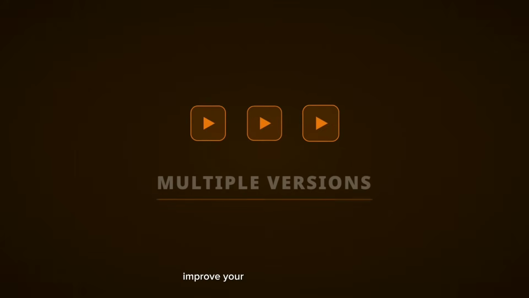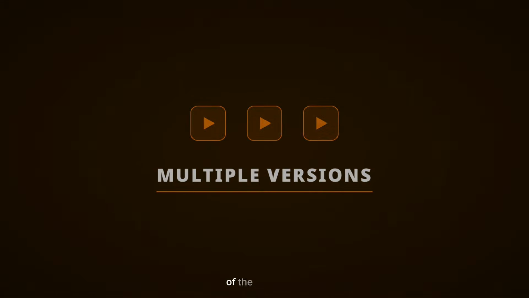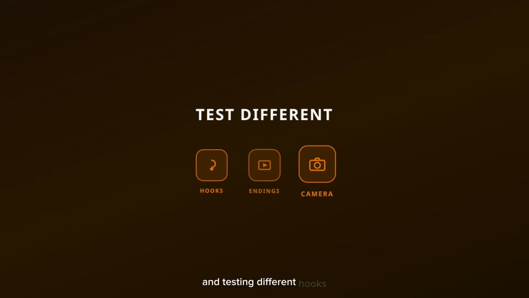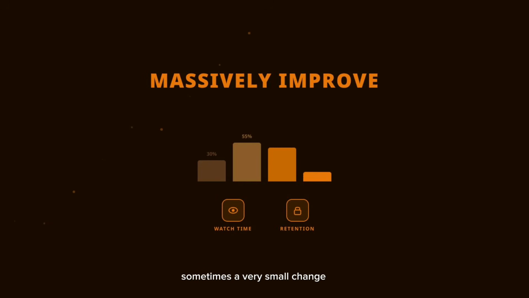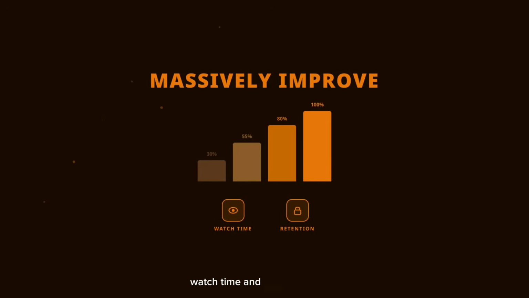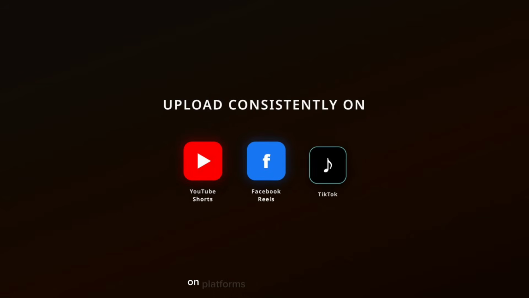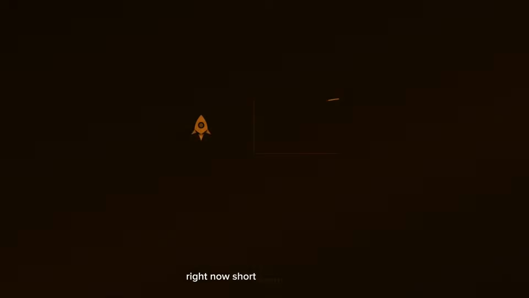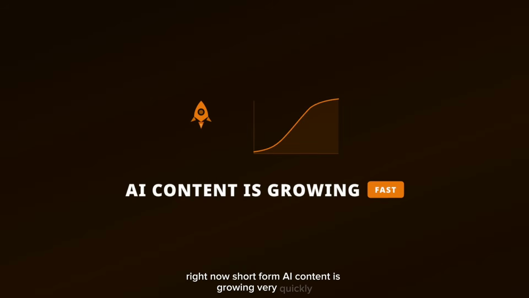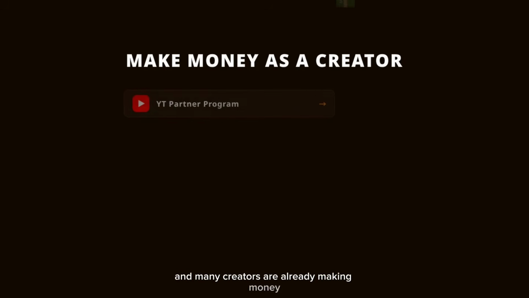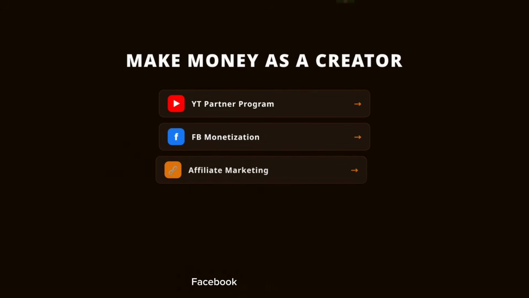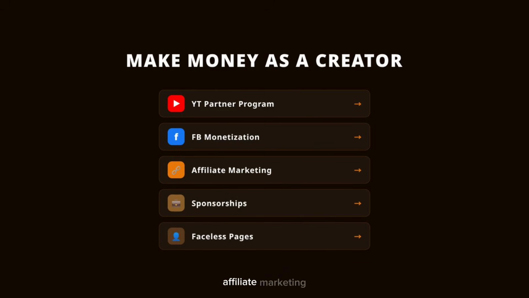You can also improve your videos by generating multiple versions of the same idea and testing different hooks, endings, or camera movements. Sometimes, a very small change can massively improve watch time and viewer retention. Now, all you need to do is upload these videos consistently on platforms like YouTube Shorts, Facebook Reels, and TikTok. Right now, short-form AI content is growing very quickly, and many creators are already making money through the YouTube Partner Program, Facebook content monetization, affiliate marketing, sponsorships, and faceless content pages.